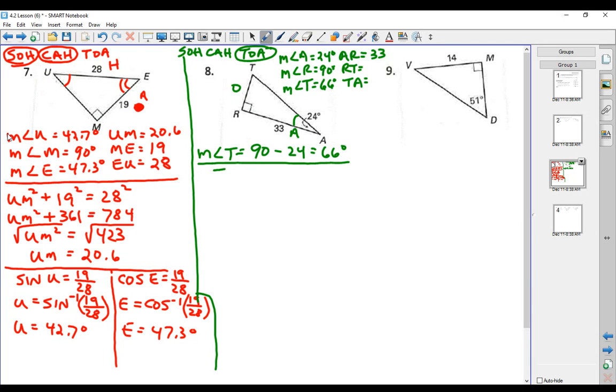So the tangent of 24 degrees is equal to the opposite side, which is TR or RT, over the adjacent side, which is 33. All right, now, in order to get the RT by itself, I want to multiply both sides by 33. And when I work that out on a calculator, I end up with RT being equal to 14.7.